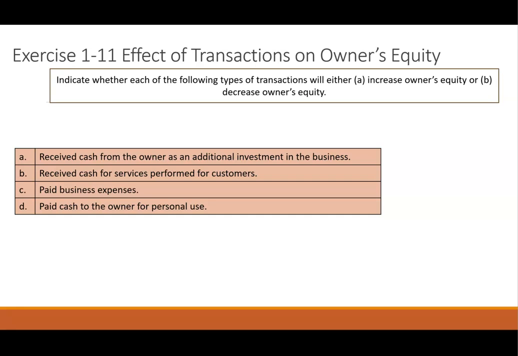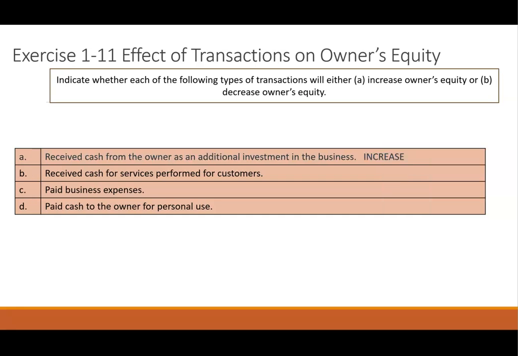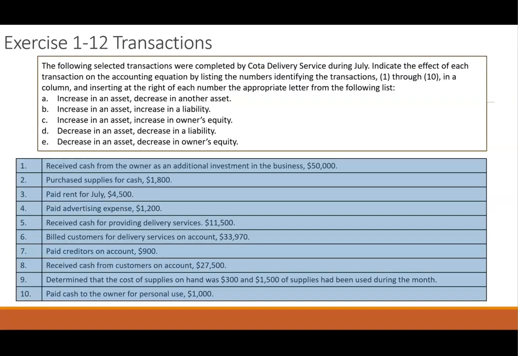So in this exercise, it asks indicate whether each of the following types of transactions will increase owner's equity or would decrease owner's equity. So here, received cash from the owner as an additional investment in the business. Well, think about it. When you think of the accounting equation, more cash means an increase in assets, and then something has to happen on the other side of the equation, which is that owner's equity would also increase. Receive cash for services performed for customers, cash increases, owner's equity in the form of revenue increases. Paid for business expenses, when the asset cash decreases, the owner's equity will decrease. Paid cash to the owner for personal use, cash decreases, owner's equity decreases.